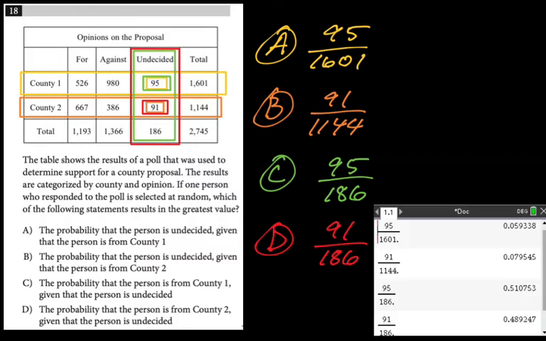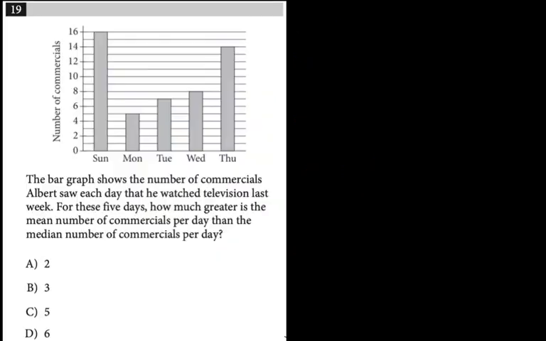If you don't like that, though, you can just punch them in. It's not a crime, right? So C is the answer. That is the largest of the available options here. All right, let's take a look at the next one.